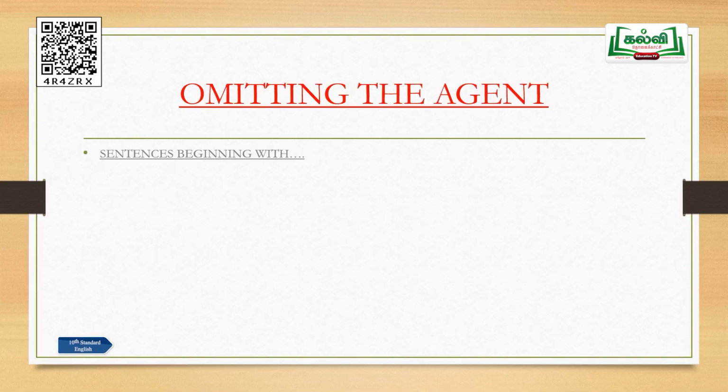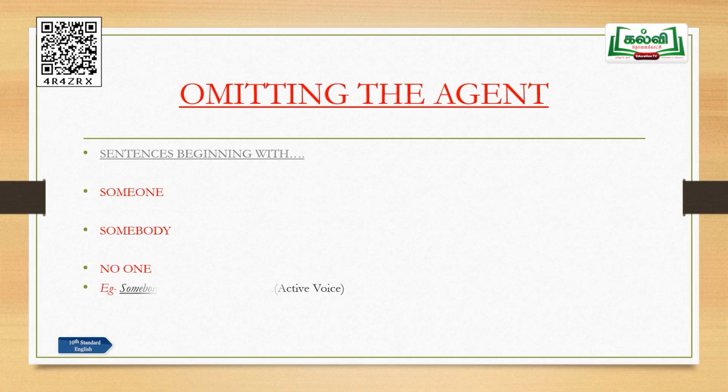Sentences beginning with someone, somebody and no one. So when you see a sentence beginning with someone or somebody or no one, you can omit the agent. We will look at some examples so you will understand the topic better. When you learn grammar, we learn it better when we analyze it with a lot of sentences. That is why I have shown you a lot of sentences, because the best way to learn grammar is by learning with a lot of examples and exercises.